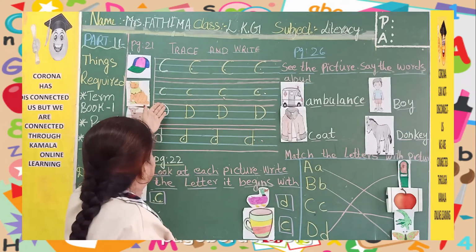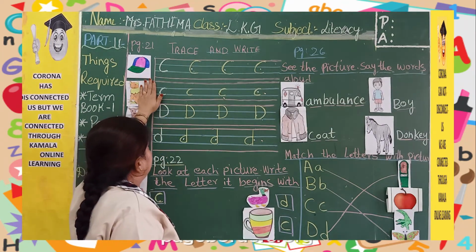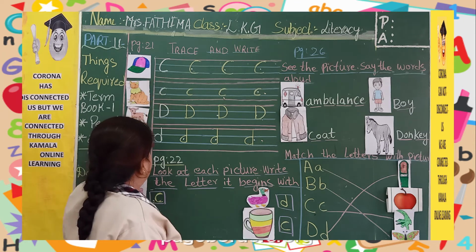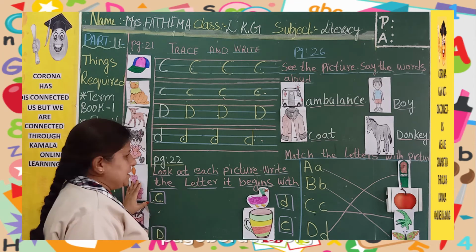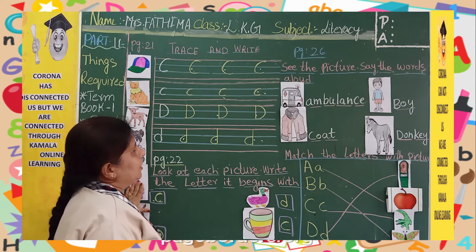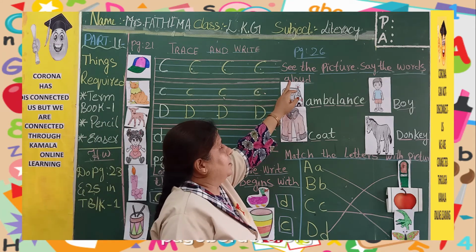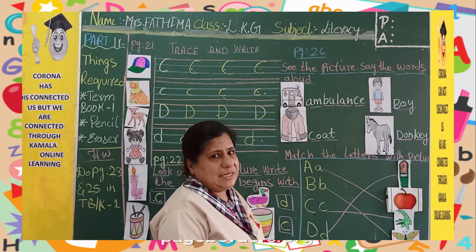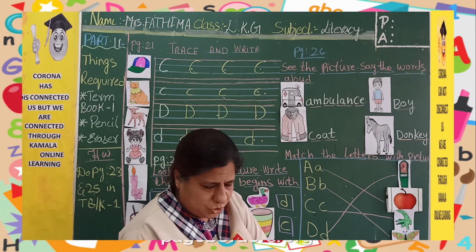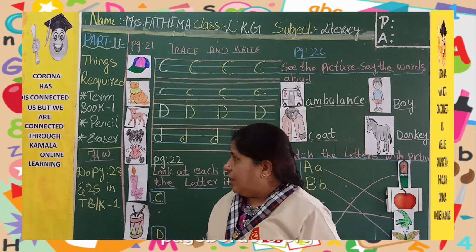See, this is the page number 21. These letters are there in page number 21. Write the first letter of the picture, page 22. This is the page number 26. Okay, children, I hope you all understood. Homework, look at the homework.